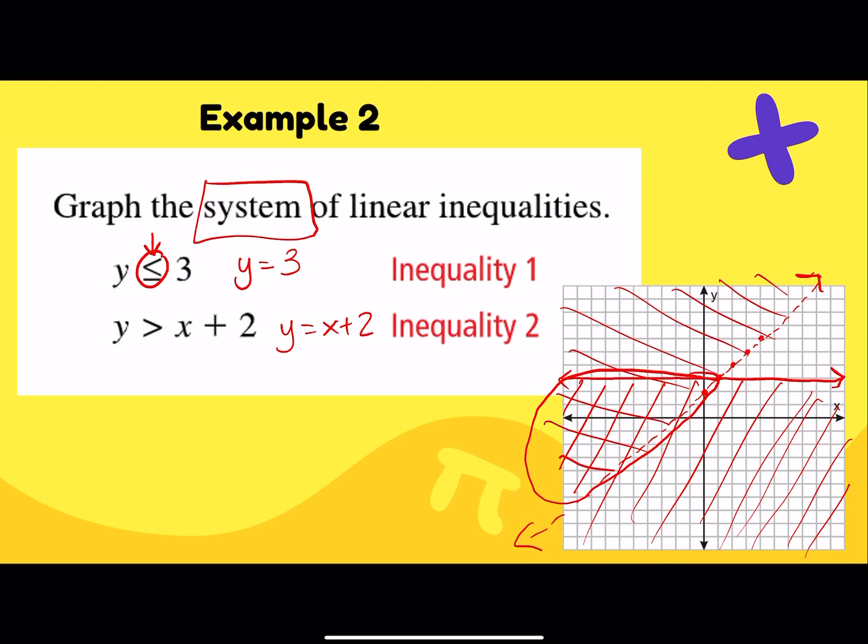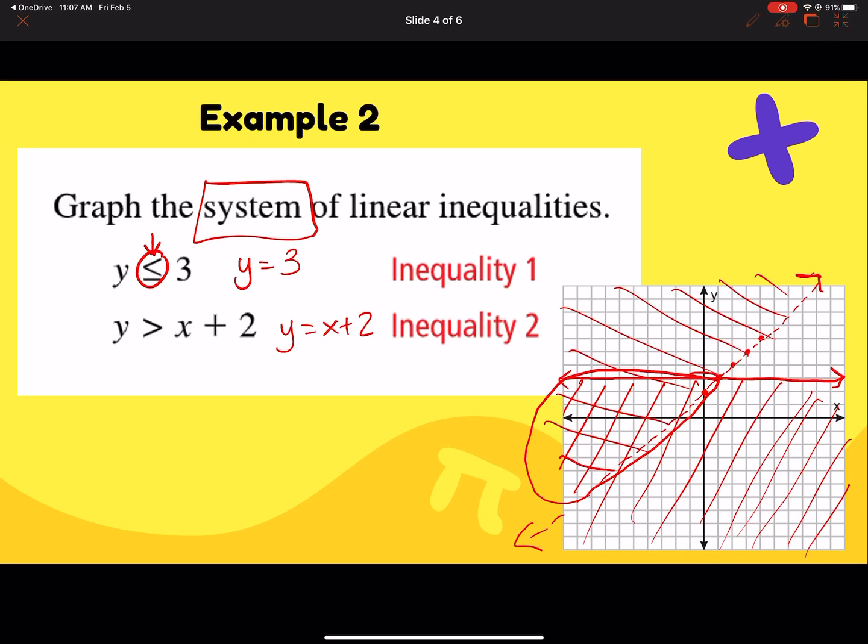That is my solution. So again, if they give you an ordered pair like 5, 2, and they say, is this a solution to this inequality? Well, it better fall in that region right there. If it doesn't, then it is not.